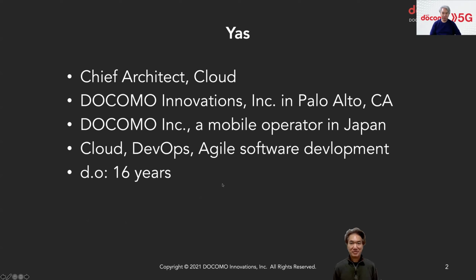Call me Yas. Let me introduce myself. I'm a chief architect of cloud at Docomo Innovations in Palo Alto. Docomo Innovation is the Silicon Valley office of Docomo, which is the biggest mobile operator in Japan, like AT&T, Verizon, T-Mobile in the US.